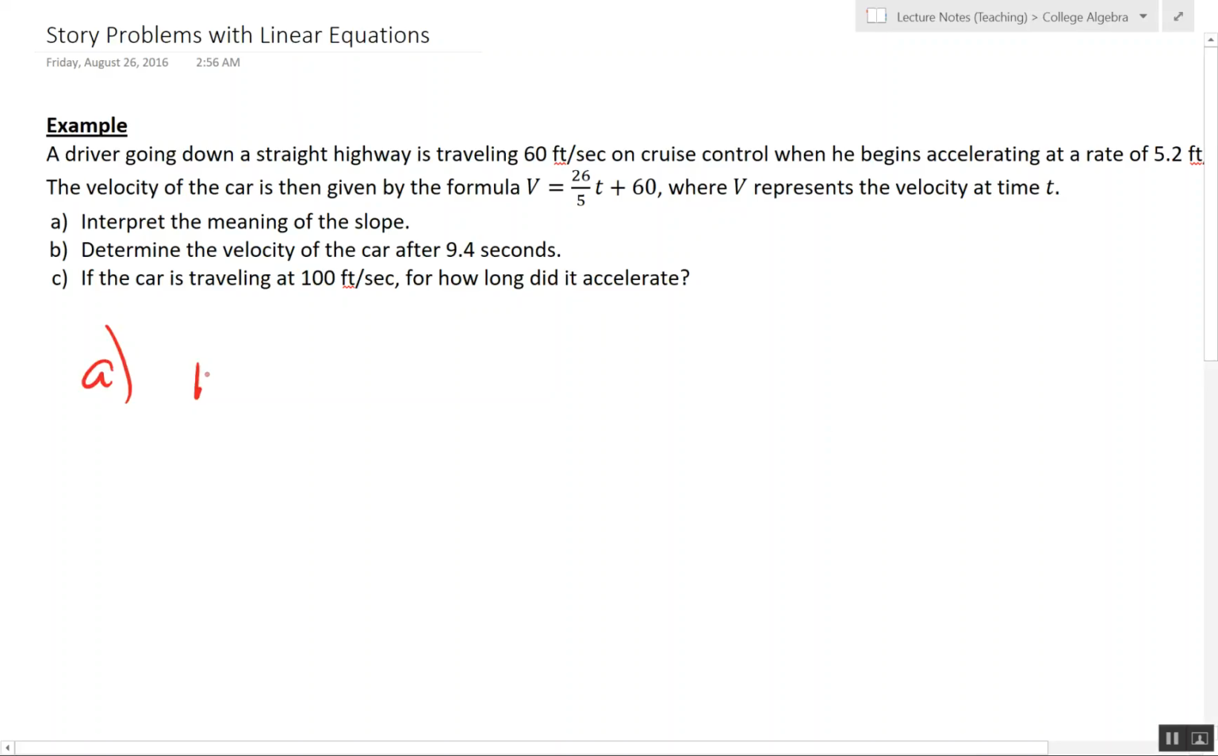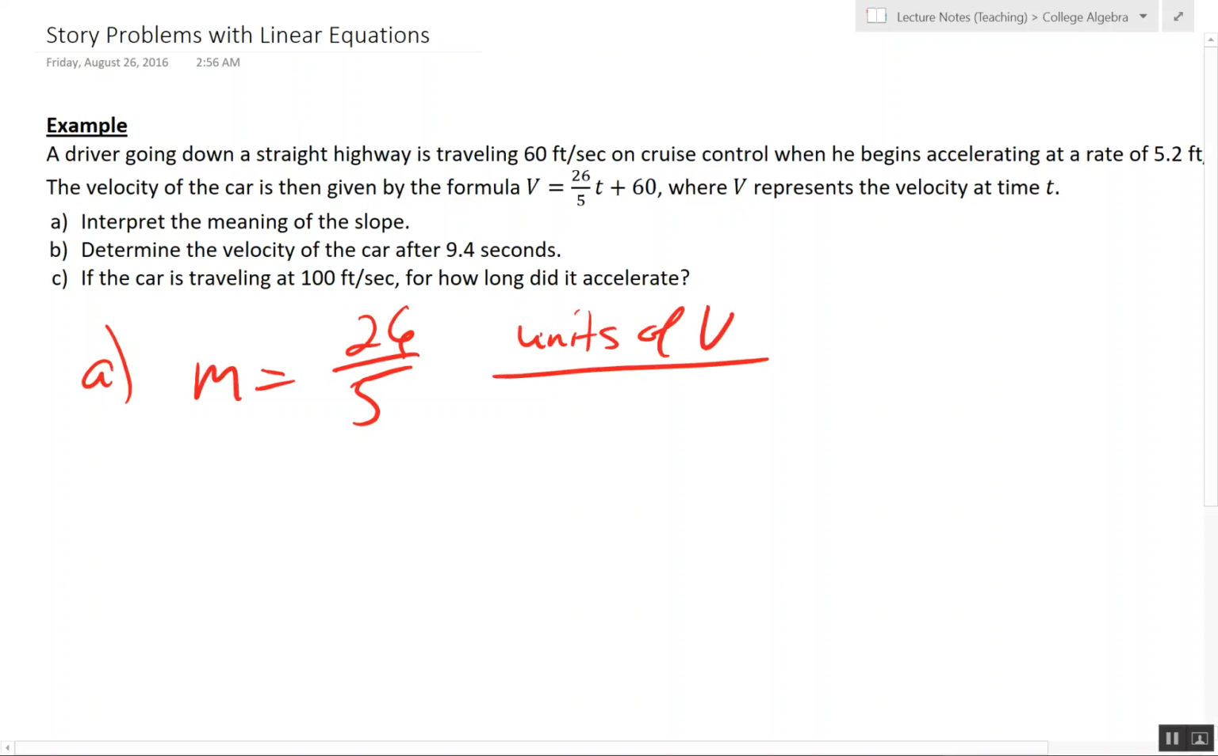So the slope is 26 over 5. And so 26 is going to have the units of v, and 5 is going to have the units of t. Well, v is velocity, so that's going to be in distance traveled per time. So the numerator is going to be in feet per second. In the denominator, we're going to get seconds as well.